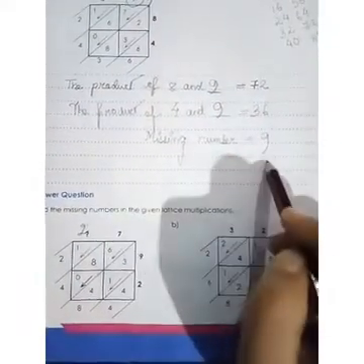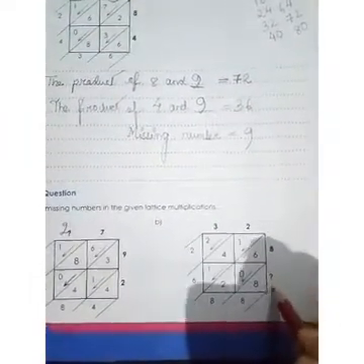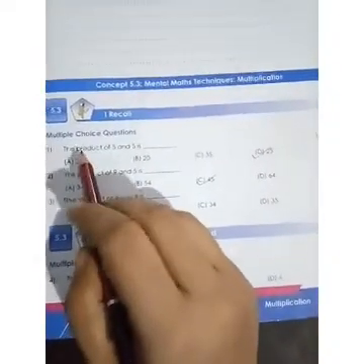And the missing number equals 2. Similarly, you can proceed with this one also. Here the question mark is here. Check out the answer and do it yourself. Now the next topic is mental math techniques.